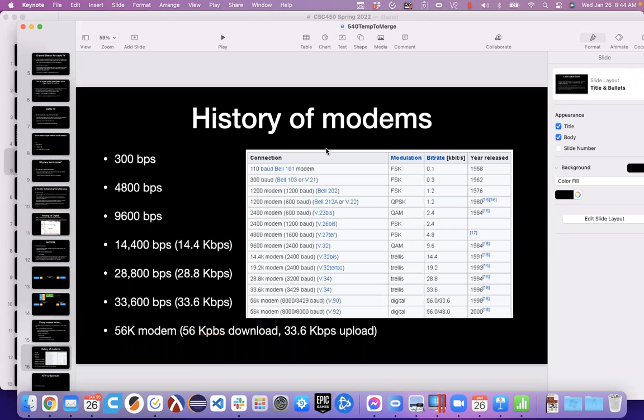All right, but this is a pretty good picture of our various modem speeds in between, and also the years that they came out. So I was sitting, oh, I'm in this range in here.